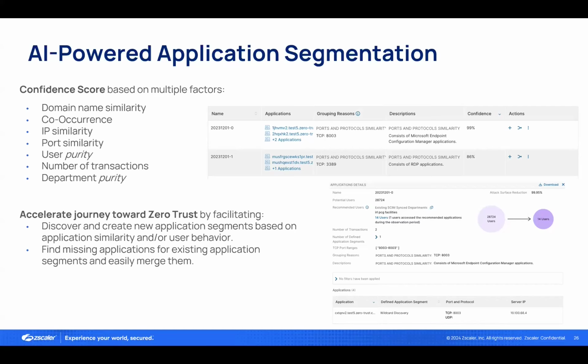This also allows you to find missing applications for existing application segments and to easily merge them. The recommended segment engine therefore accelerates moving from stage 2 to stage 3 of the Zero Trust application access journey.